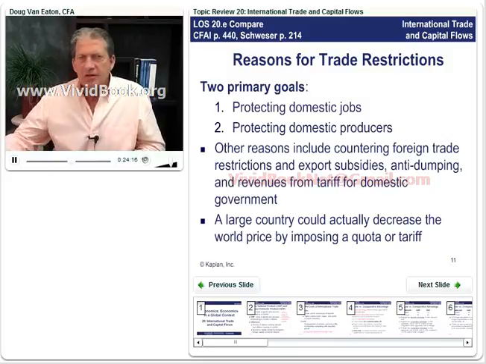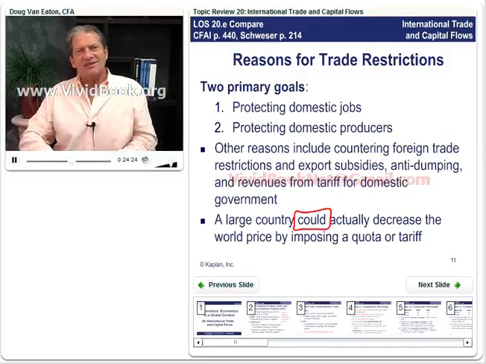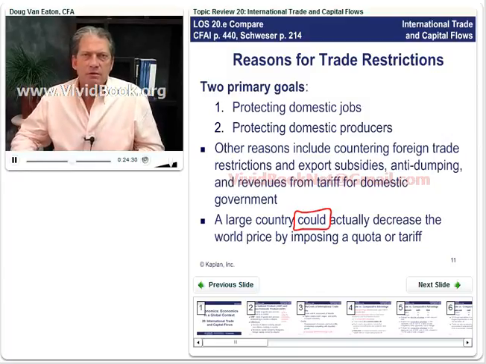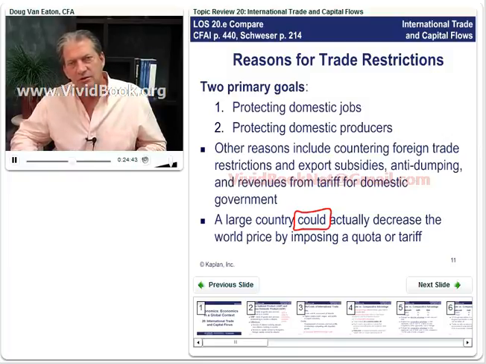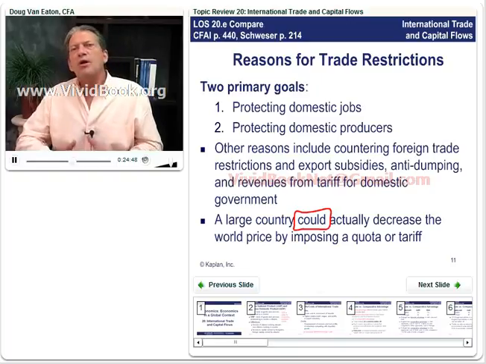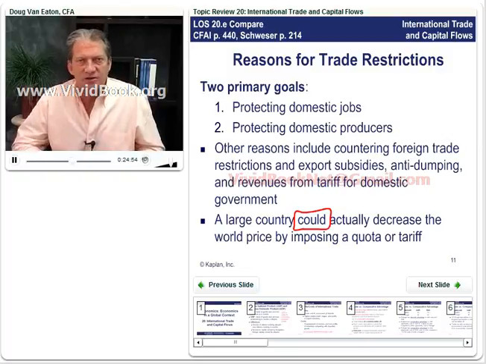Now, the important word here is could. You just need to know that it's possible that that could happen. There is a set of conditions. If a country is a really large importer of a good, they can actually decrease the world price by imposing a quota or tariff, reducing their consumption of imports of that good by so much that it actually impacts the world price. So remember, this is a possibility. You might put something right below that that says, this is possible.